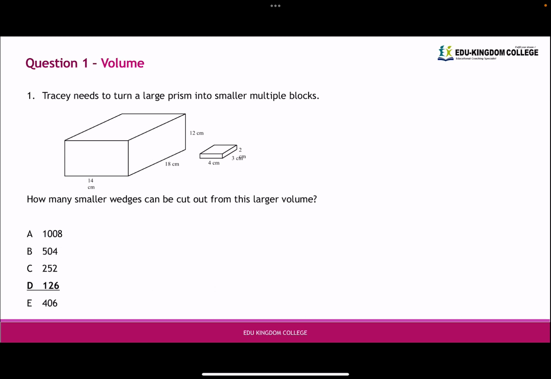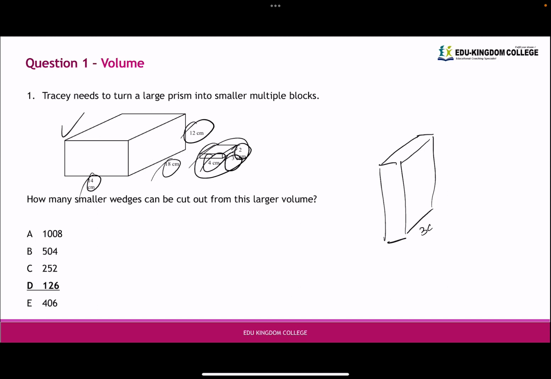Now, keeping that in mind, let's get started with our question. Question 1 was a volume question. This one was a little bit tricky because you needed to take this smaller block and flip it around so that it fit into this larger prism nicely. What I would have wanted to do is 4 fits into the 12 centimeters, so it fits in 3 times. 3 fits into the 18 centimeters, and then 2 fits into the 14 centimeters. So basically, I want to flip it around so each side matches up. So 3 centimeters like this, 4 centimeters like this, 2 centimeters like this.